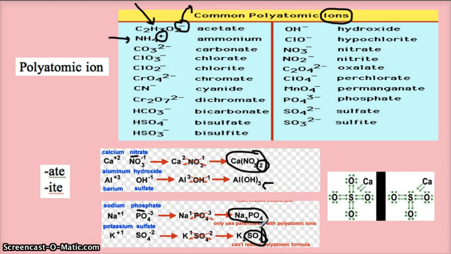Okay, one thing I need to get through before we run out of time is the names that end with ATE and the names that end with ITE. Some polyatomic ion names relate to their oxygen content. An ATE ending is used to name an ion with more oxygen atoms, and ITE has fewer oxygen atoms. For example, here's nitrate. Nitrate is NO3. The nitrite would be NO2. The phosphate would be PO4. The phosphite would be PO3.